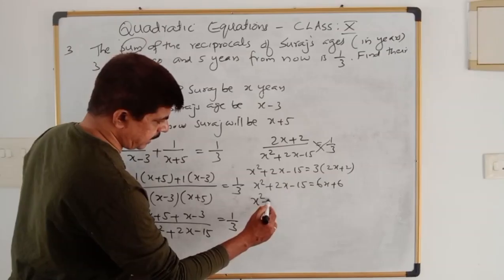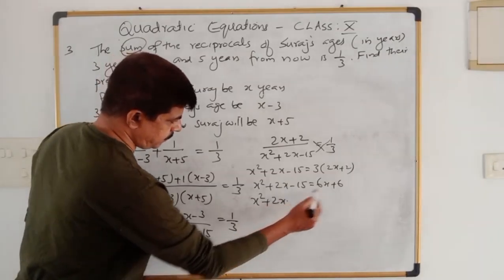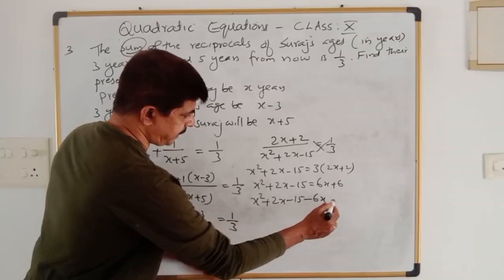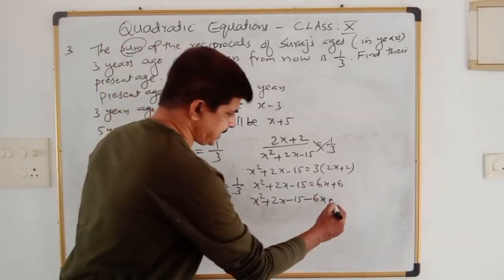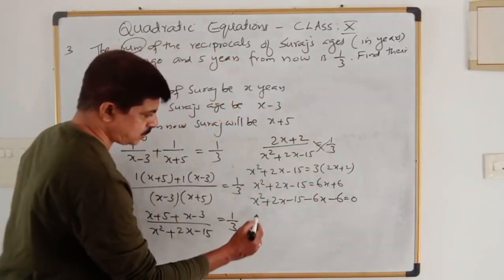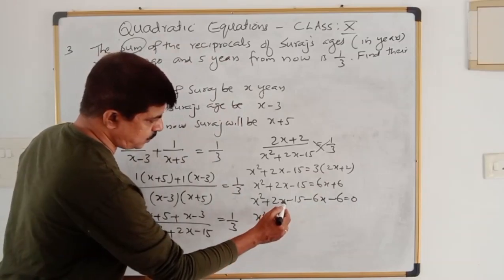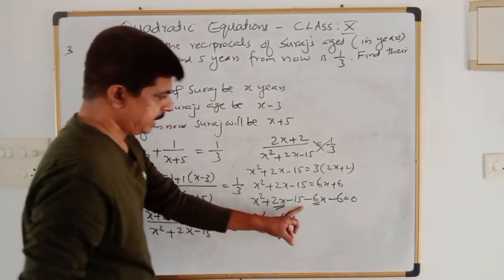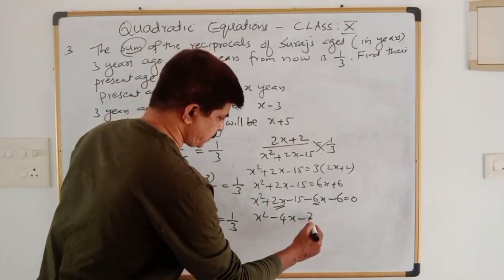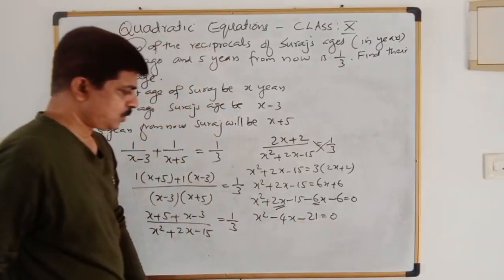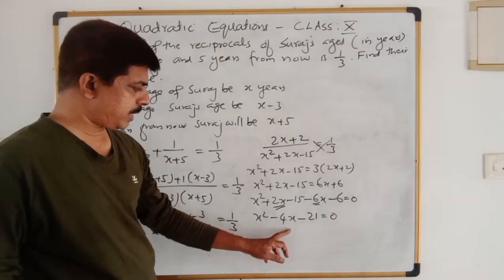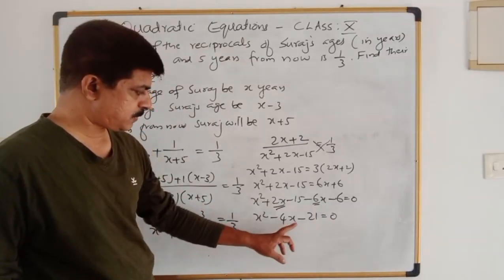Okay, all the right side terms we shall bring to this side: minus 15, positive 6x becomes negative 6x, positive 6 becomes negative 6. So combine the like terms: 2x and minus 6x, what? Negative 4x. Negative 5, negative 6, 15, negative 6, what? Negative 21. So we have reduced it to the quadratic equation form, x square minus 4x minus 21.